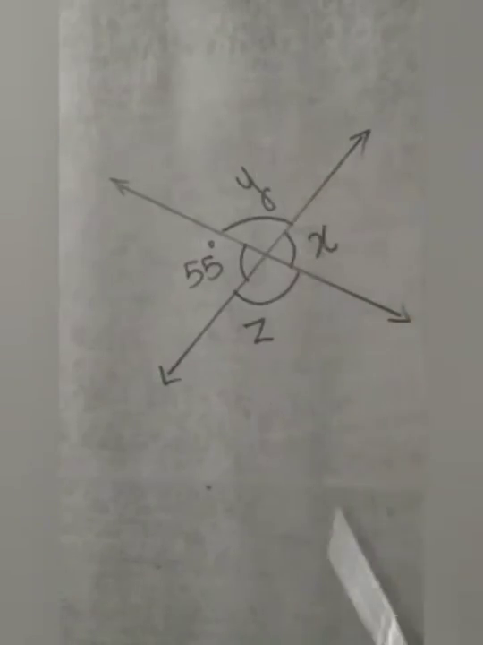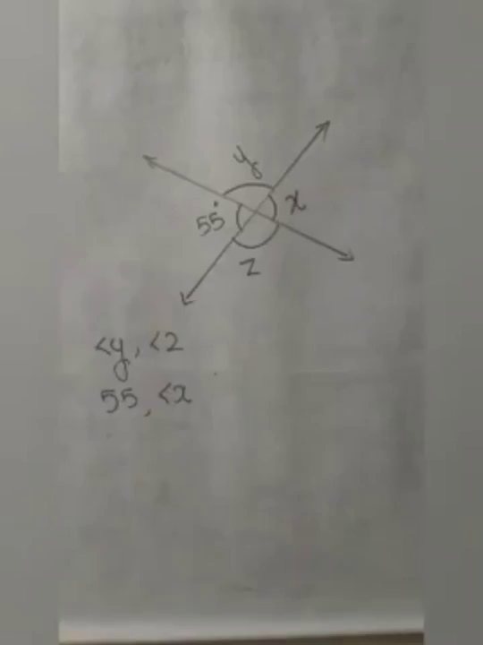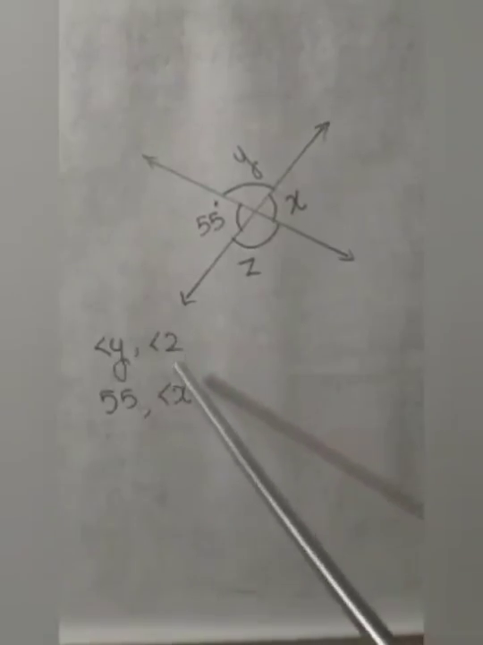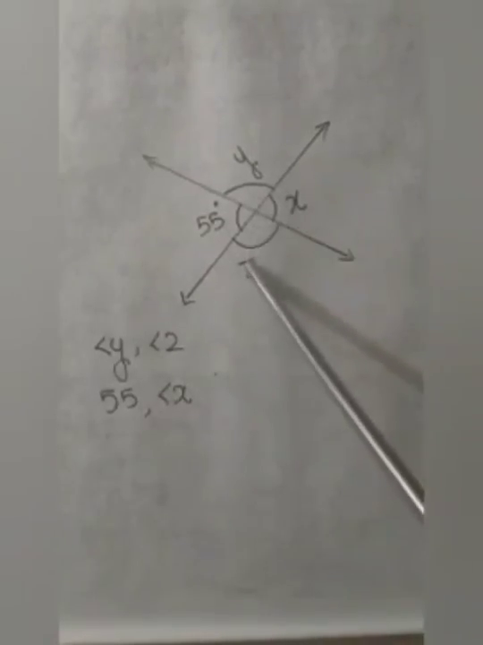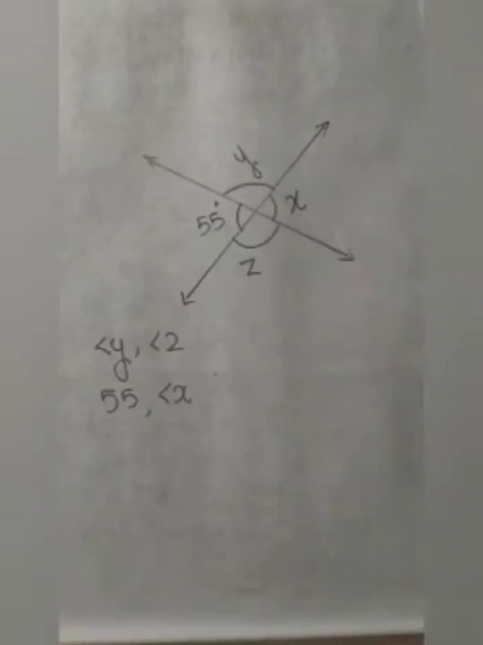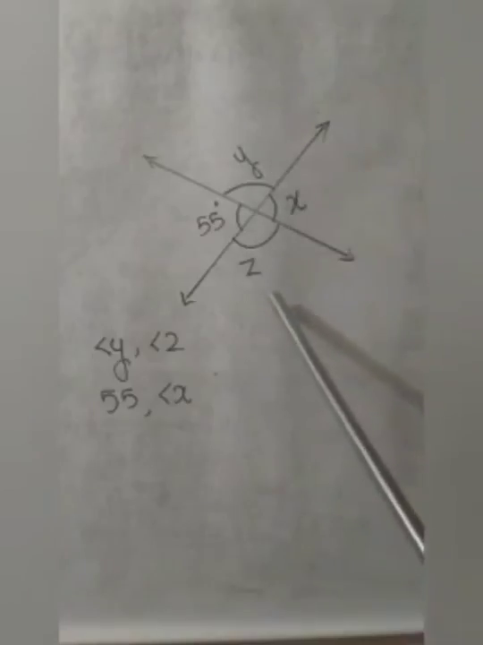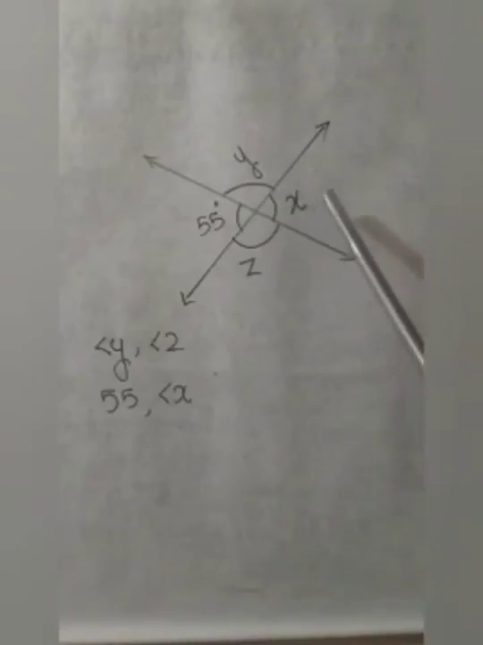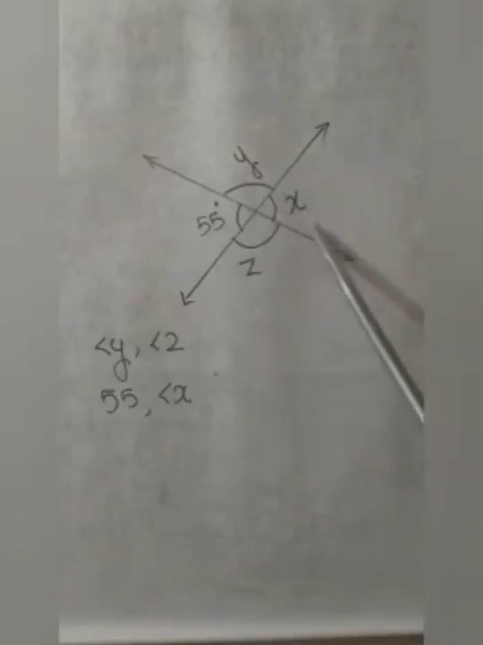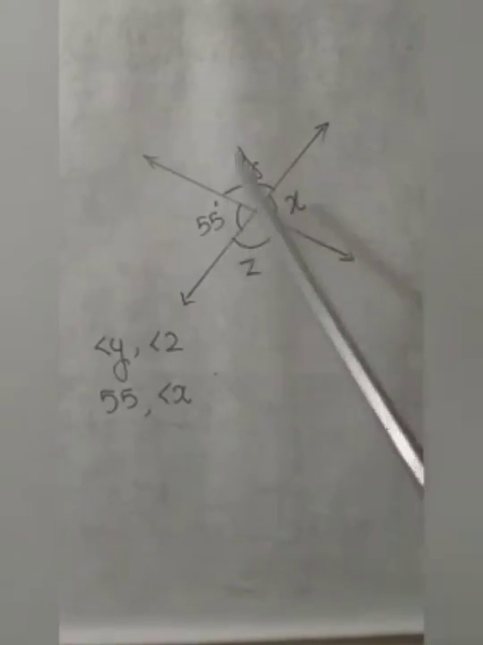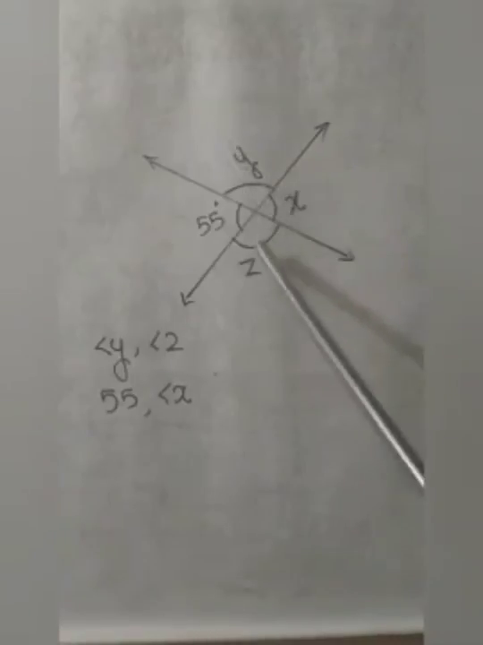So first, identify the vertically opposite angles. Which are the vertically opposite angles? Angle y and angle z is one pair of vertically opposite angles, and 55 and x. So what about the vertically opposite angles? The vertically opposite angles are equal. That means angle y is equal to angle z and 55 is equal to x. So from that we can say the value of x is 55. Now we should find y and z.